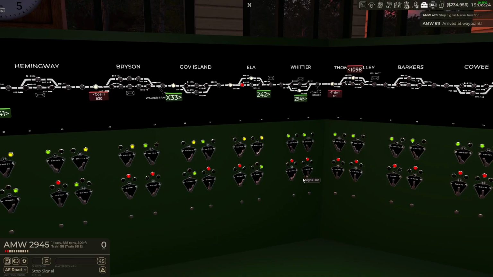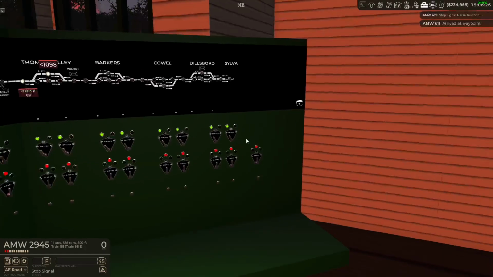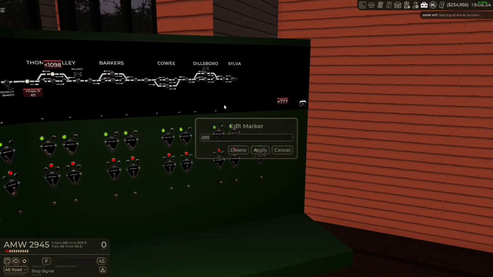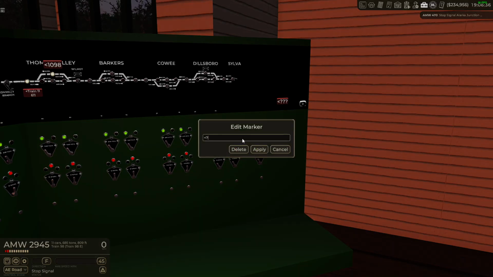2101 dispatch. That was quick. Hello, 2101. Looking, staring at a red board here in Silva, looking to go west. All right. Extra 2101, you got light signal indication. Roger, thank you.